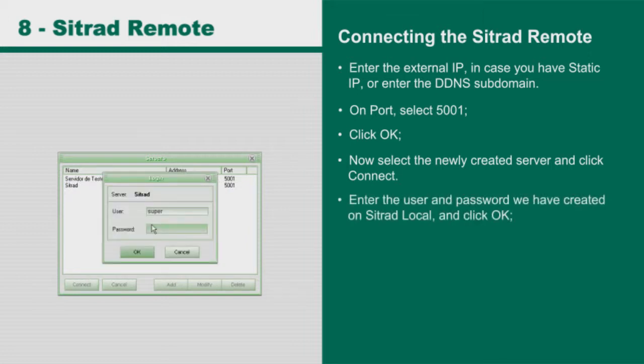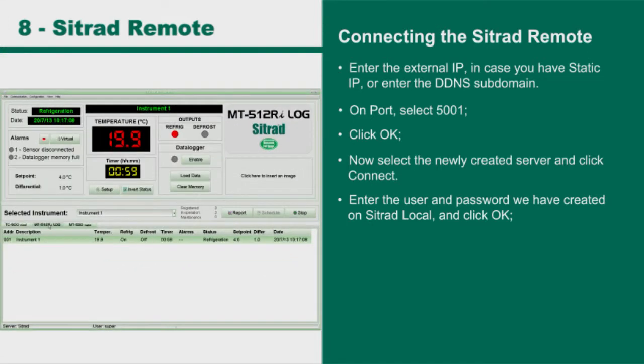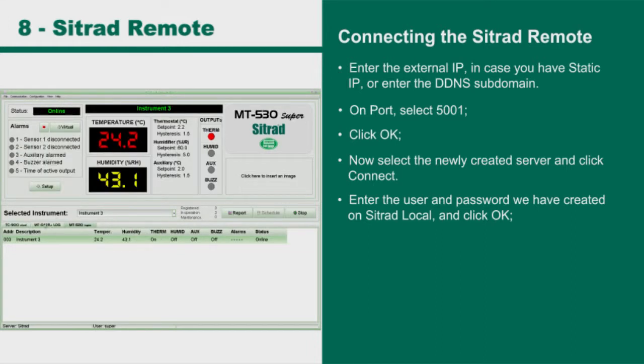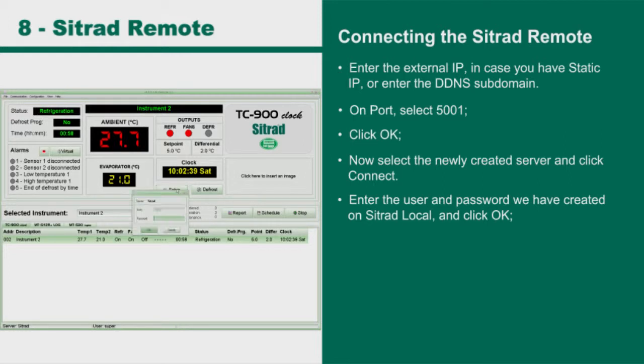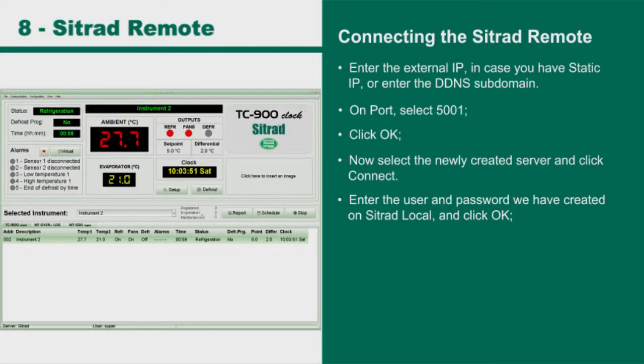Enter the user and password we have created on Sitrad Local and click OK. You now have access to the same features of Sitrad Local, with the ease of remote access via internet and from another computer and another place. If you do not get a connection, check the firewall and antivirus, because they can block access to your network ports. For this, consult the manufacturer.